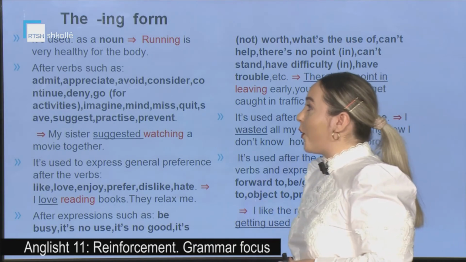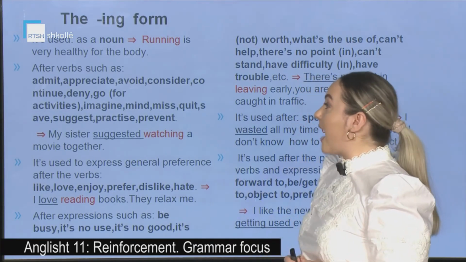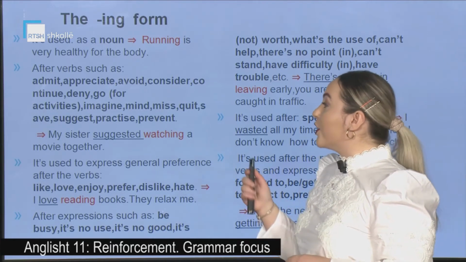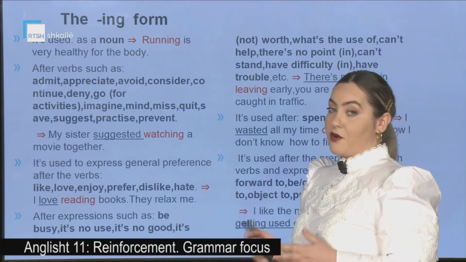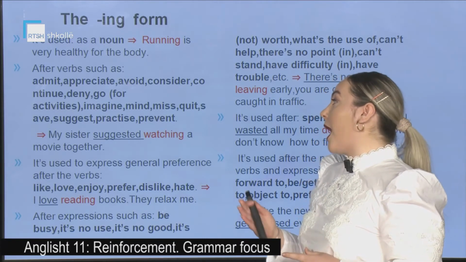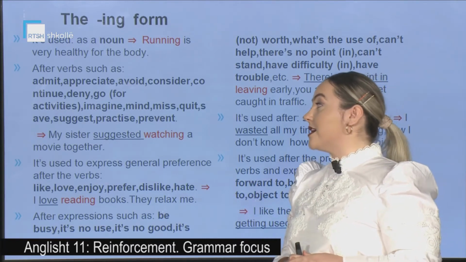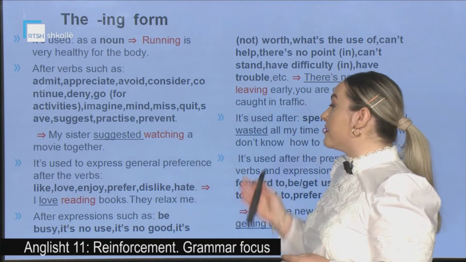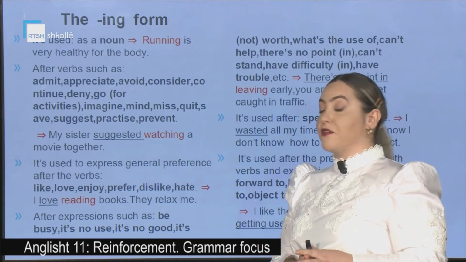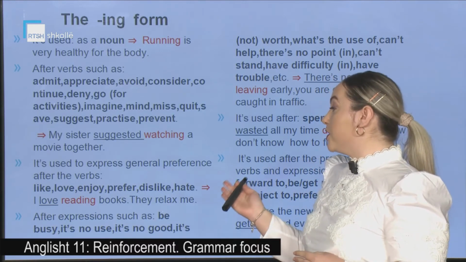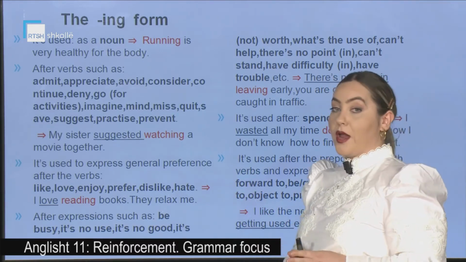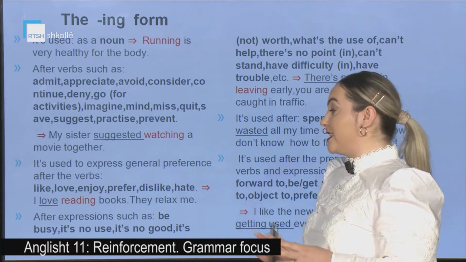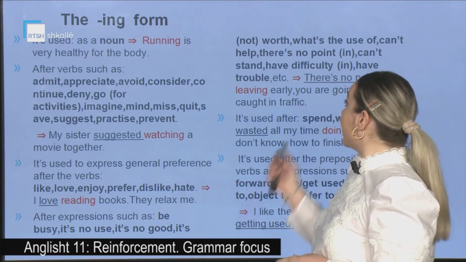The ing form is used as a noun after verbs such as admit, appreciate, avoid, consider, continue, deny, go for activities, imagine, mind, miss, quit, save, suggest, practice and prevent. It's used to express general preference after verbs like love, enjoy, prefer, dislike or hate. It's used after expressions such as be busy, it's no use, it's no good, it's not worth.